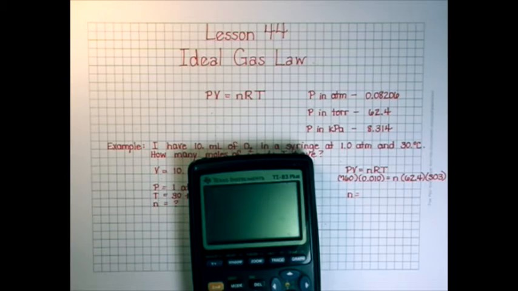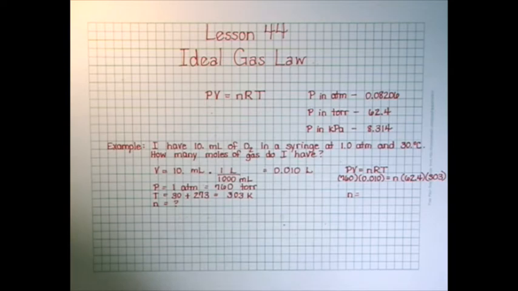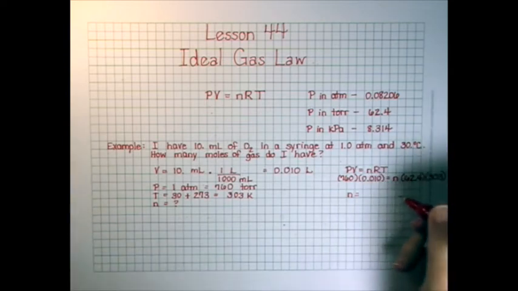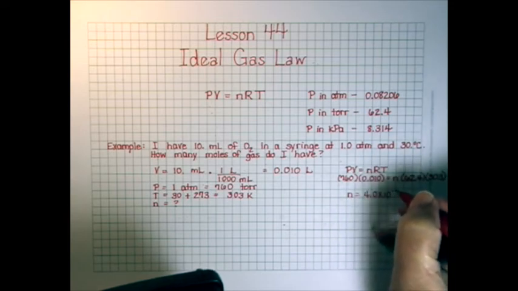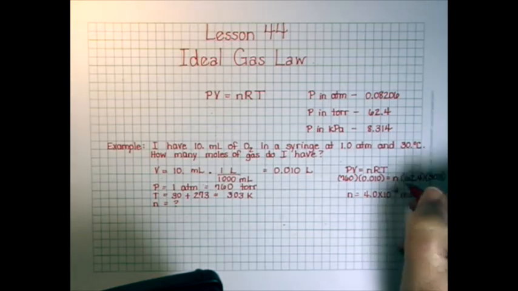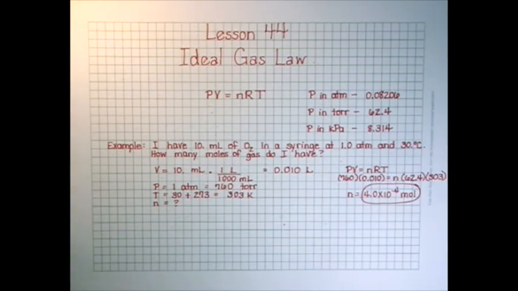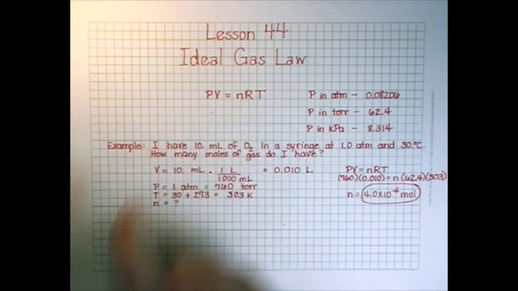So here's my calculator. So 760 times 0.01 divided by 62.4 divided by 303. Looks like I'm going to have, how many sig figs do I have? 2. Alright, looks like I've got 4.0 times 10 to the negative 4th moles, which is still an awful lot of particles. But then this was a syringe, so it's not a whole mole's worth of particles, nor even close to it. Alright, straightforward. You can solve for any of these as long as you know the other 3.